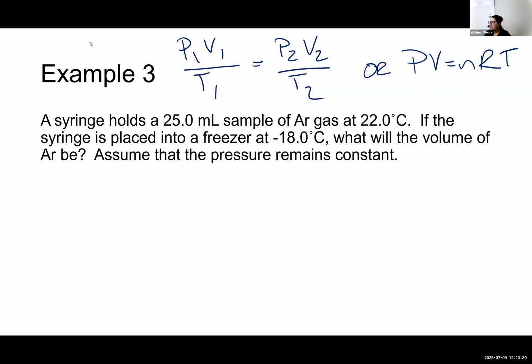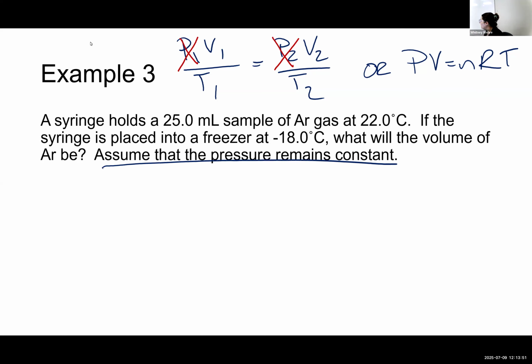The good news: if they say the pressure remains constant, all I have to do is remove those pressures from this equation, and I can rewrite it without them. This is also Charles' law. You can leave the pressure in. You can just say, okay, pressure is 1 atmosphere and leave it in. You'll get the same answer.